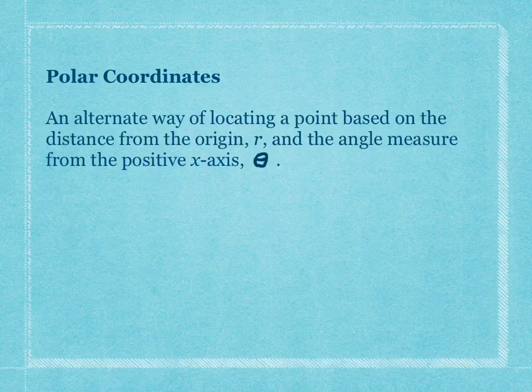So polar coordinates have the form (r, theta). R is the distance from the origin. Theta is the angle that we've moved through from the x-axis to get there.